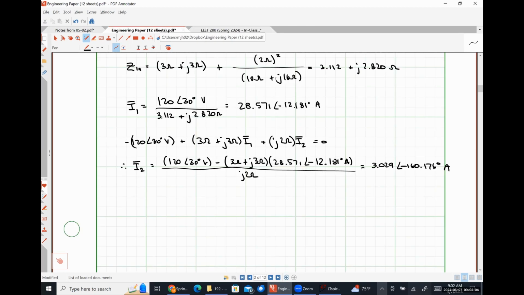So now let's talk about T and pi equivalent circuits.